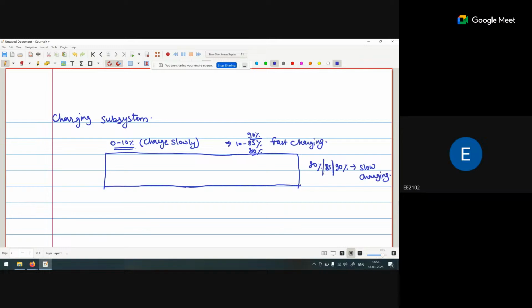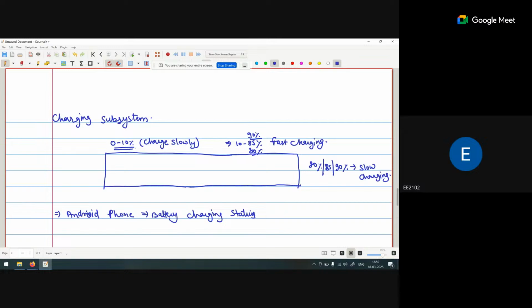Now if you have an Android phone, there is an application for battery, battery charging status. There is an application called battery charging status. This is live. After that we go with the charging pattern.